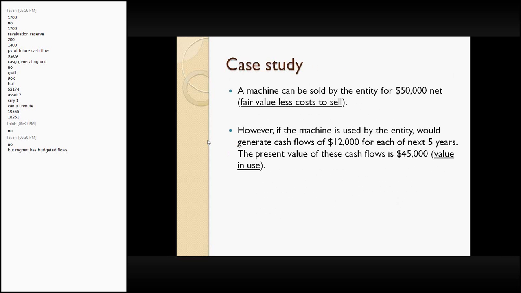Now a machine was sold by the entity for 50,000 net. Net means fair value less cost to sell. However, if the machine is used by the entity, it would generate cash flows of 12,000 for each of the next 5 years, and the present value of these cash flows is 45,000. That is considered value in use. So how much is the recoverable amount of this asset? 50,000, the higher of these two.